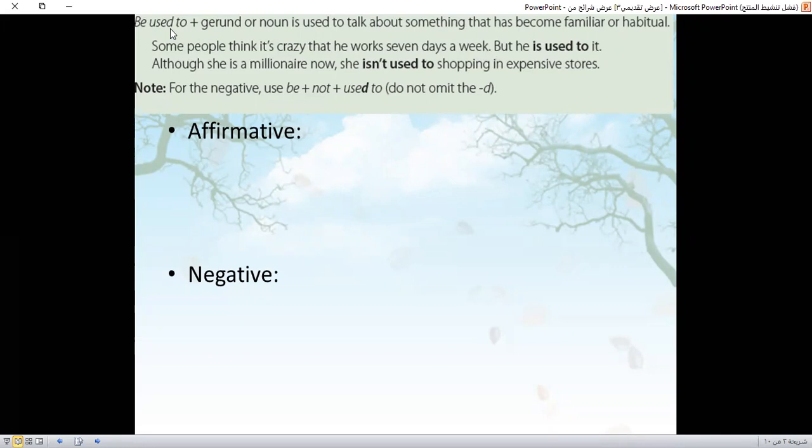So used to, the one that we had before, is in the past, and I use it to say that I used to do something in the past, but now I don't. In this kind of used to with verb to be in the present, I use it to say that now I am used to doing something. Did you understand? So here, for example, although she is a millionaire, now she isn't used to shopping in expensive stores. And for the negative, you're just going to make the verb to be negative, adding not to it. So let me give you an example here.